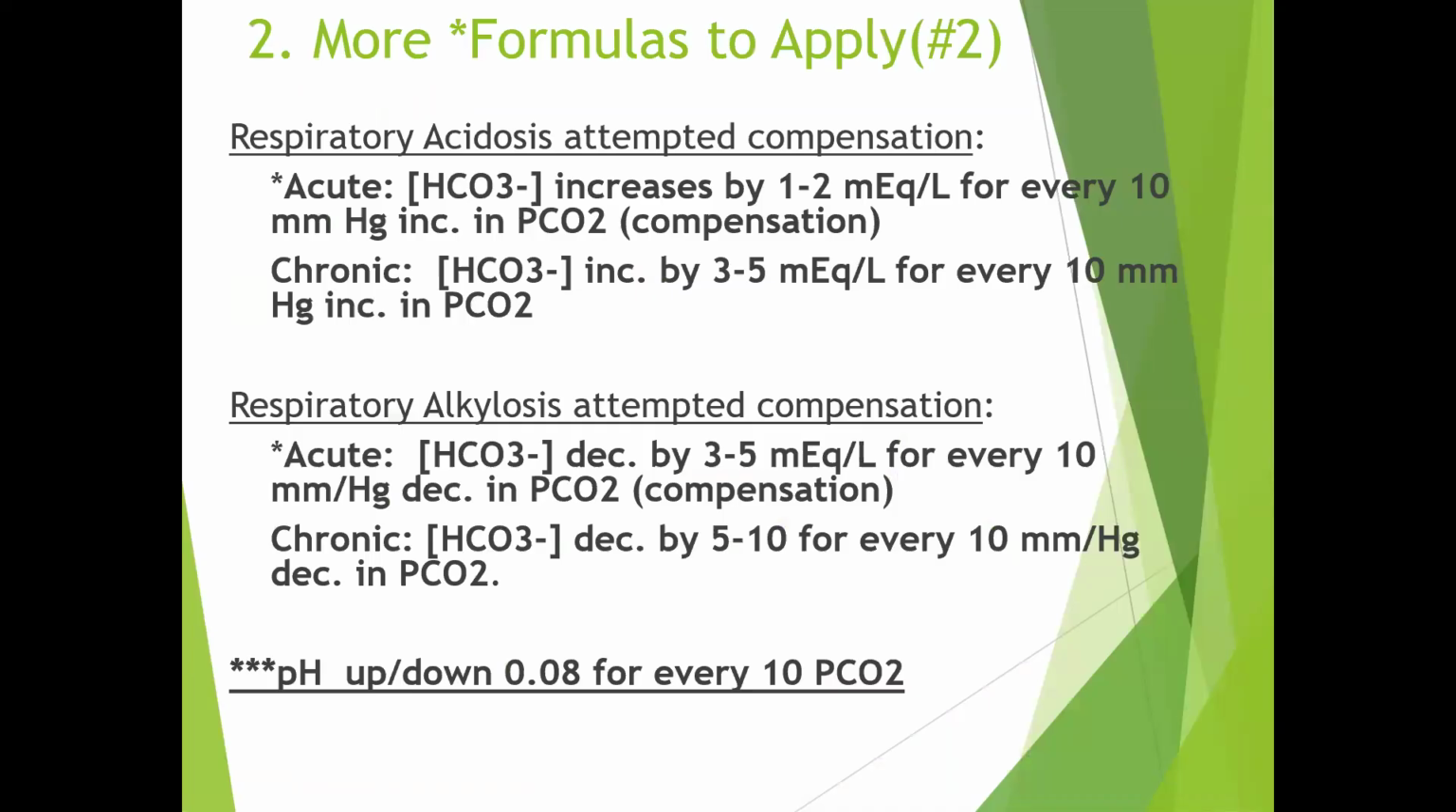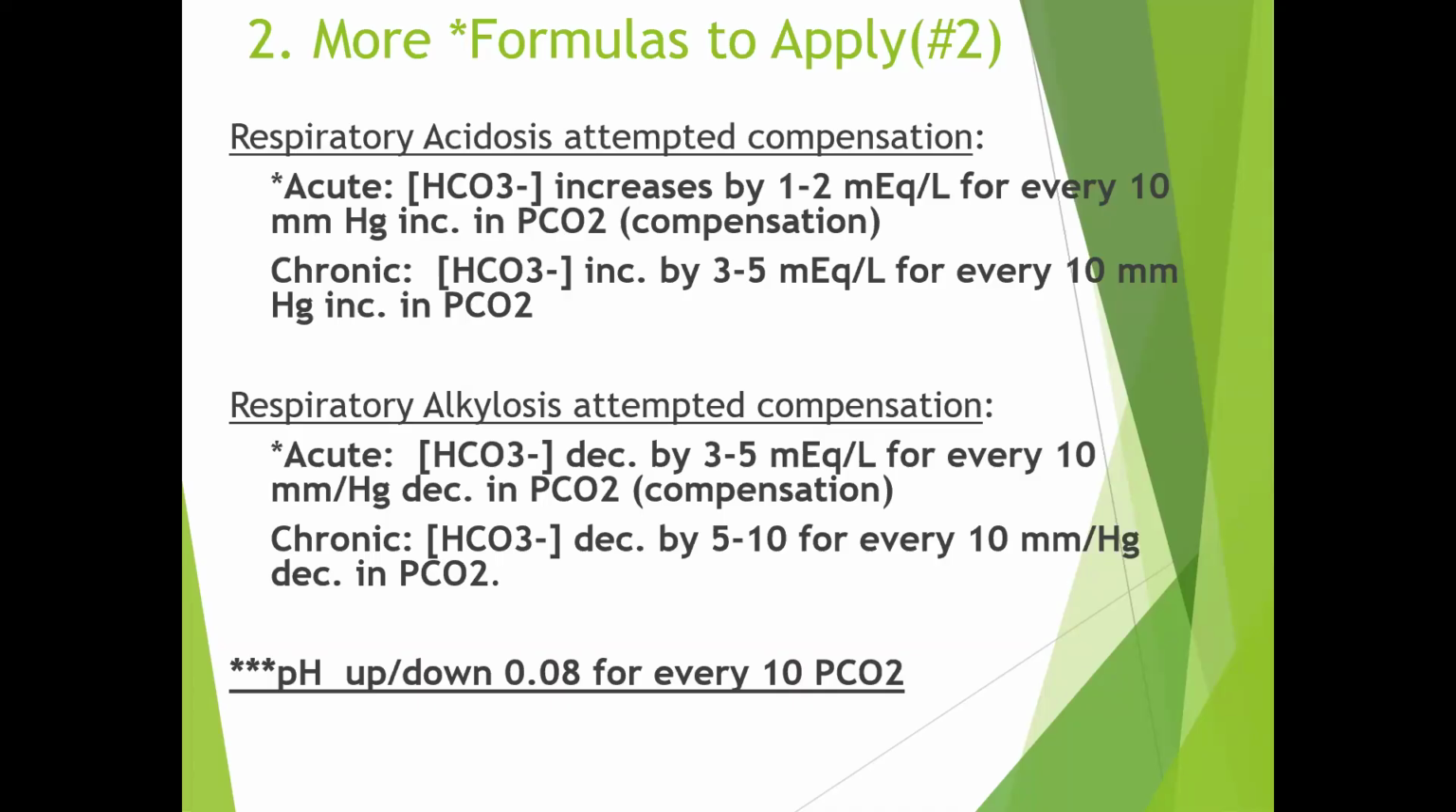Again, respiratory acidosis. There will be an attempted compensation. Acute, 1 to 2 for every 10. I can make a case for 28 for a PCO2 of 50. Chronic, 3 to 5 for every 10. Expected, whether it worked or not, compensation for alkalosis even more dramatic. For every 10, the pH goes, the CO2 goes down. I expect the bicarb to go down as well, 3 to 5 and 5 to 10 for chronic, because it's harder to treat. So there are compensation attempts, whether they worked or not, for respiratory acidosis and alkalosis.